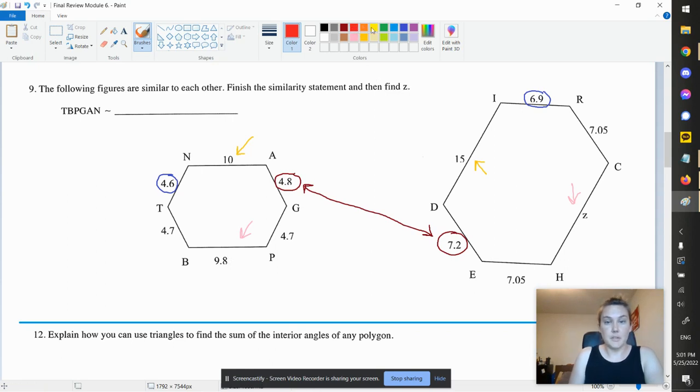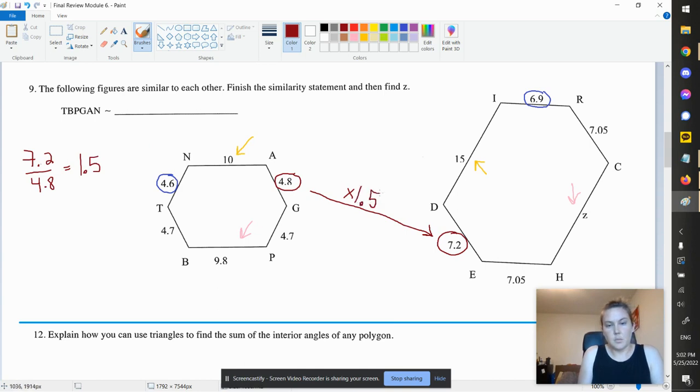Now we can try to make a scale factor. We can figure out what we multiplied, and let's only have this one direction. What did we multiply 4.8 by in order to get 7.2? So what's the scale factor here? We did 4.8 times something to get 7.2. The way we find that is we do 7.2 divided by 4.8. And I'll do this on my calculator. 7.2 divided by 4.8. I get 1.5. Nice.